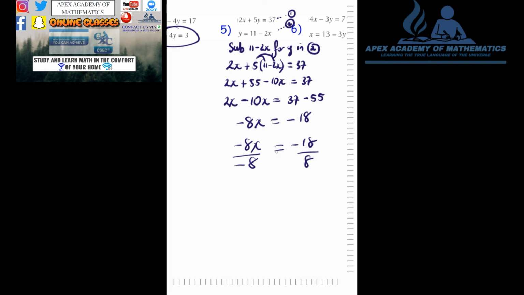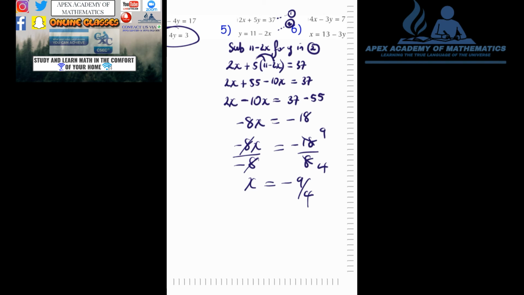We're going to be getting a fraction for our answer. So x is equal to negative, and we're going to do some reduction here. So 2 into 8, 4. And 2 into 18, 9. So our final answer is negative 9 over 4. All right, so that's what we get for our x.